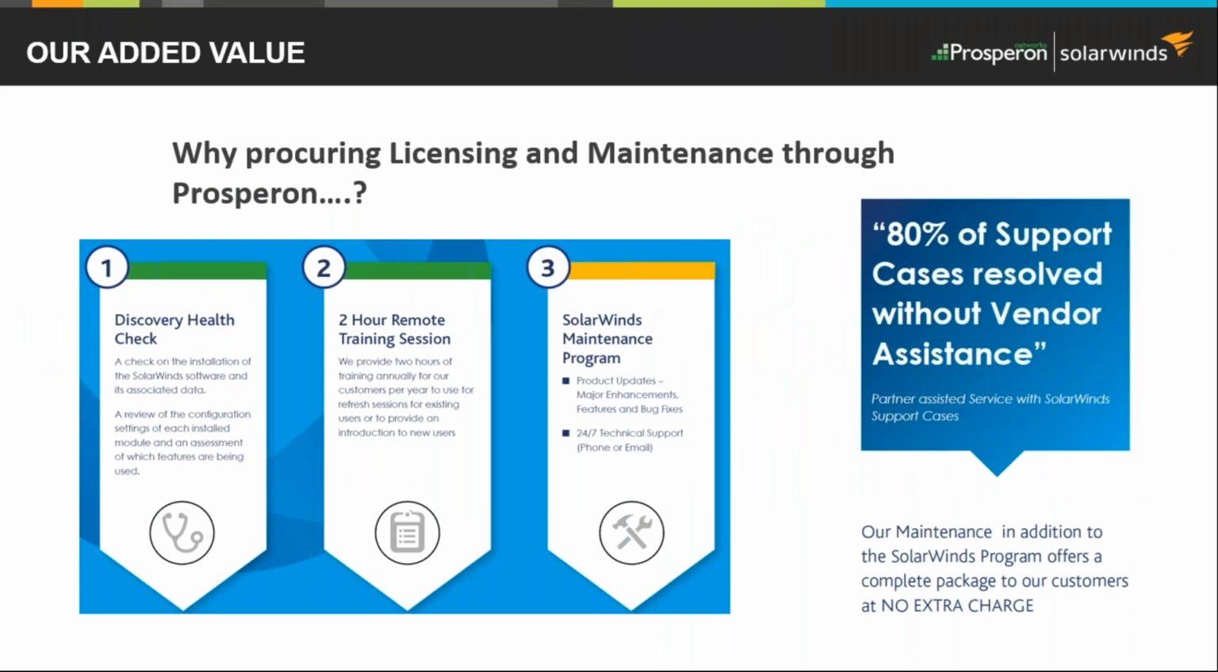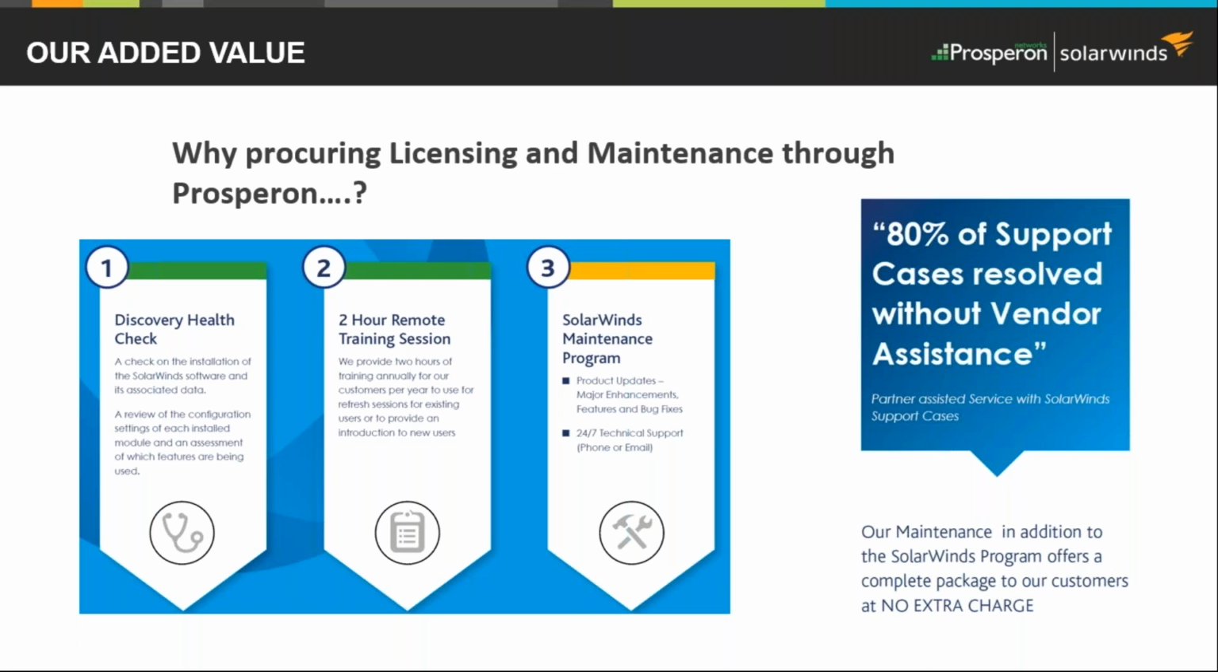Just to summarize, this screen outlines the added value that is provided when you engage with us and renew your licenses through Prosperon. Support is certainly one of the major ones. We complement SolarWinds' own support, so issues get resolved. So in practical terms, this means that when you request support from us, either you get a response from us directly, or if it needs to be escalated to SolarWinds themselves for whatever reason, we'll manage the escalation process on your behalf. So you spend less time chasing and getting resolution.